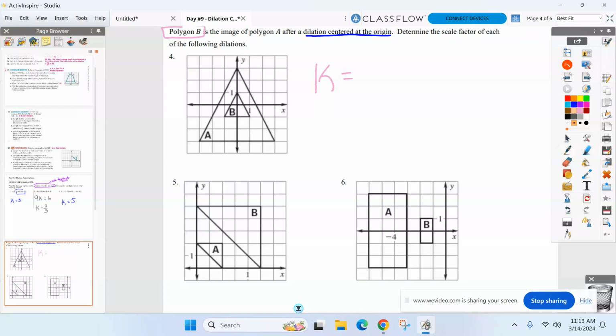My suggestion: pick 2 points and make this into the last 3 problems we just did. So I take point A here, which looks to be 3, -3. I match it up with its corresponding point right here, 1, -1. And now I just turn it into the problem we just did. How do I go from 3, -3 to 1, -1?